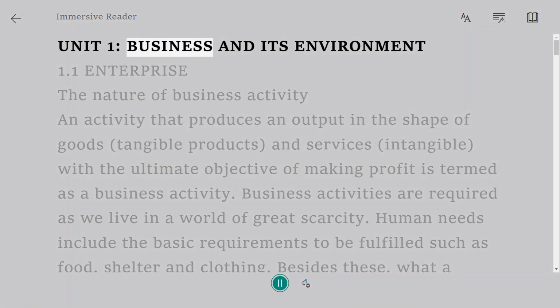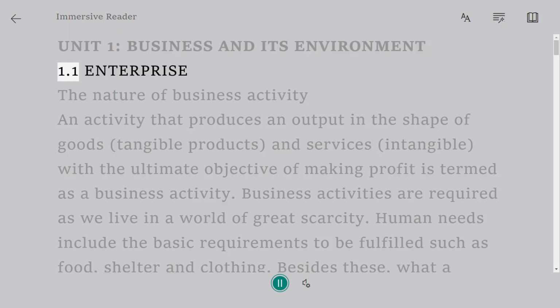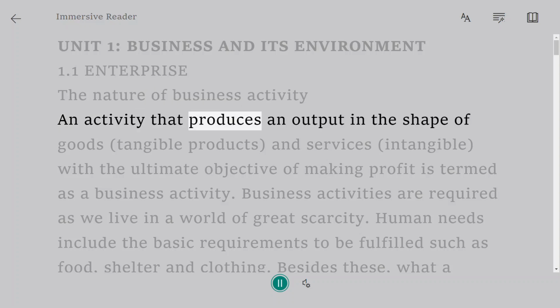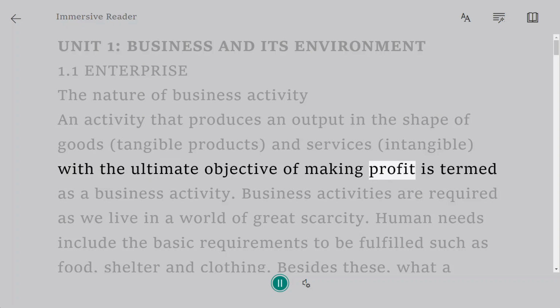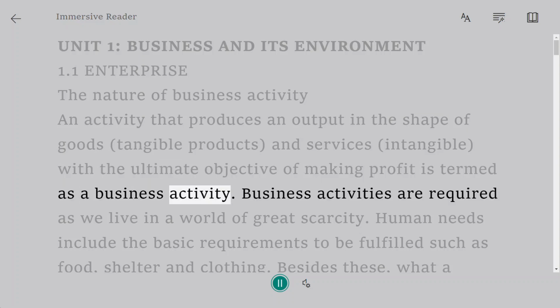Unit 1, Business and its Environment. 1.1 Enterprise. The nature of business activity. An activity that produces an output in the shape of goods (tangible products) and services (intangible), with the ultimate objective of making profit, is termed as a business activity.